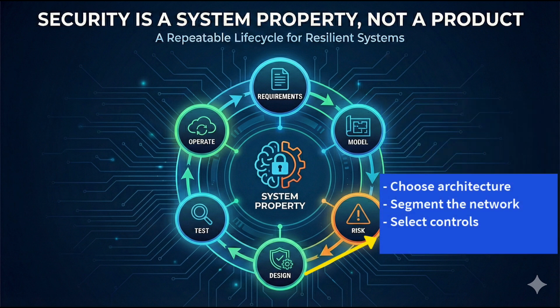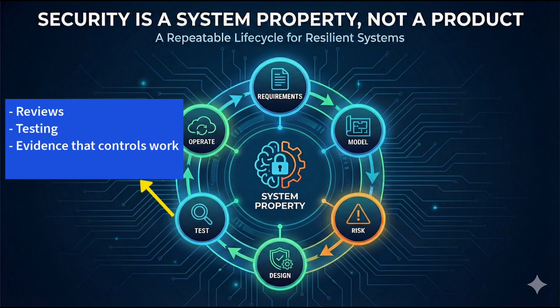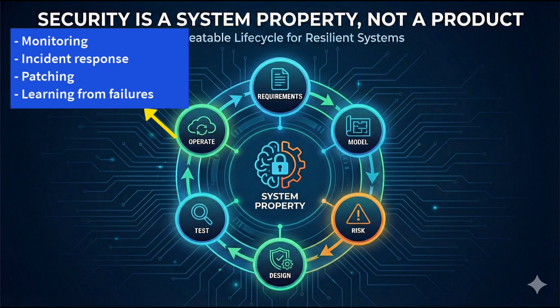Only after that do we move to design. Choose an architecture, segment the network, and select controls. Then we verify and validate: reviews, testing, and evidence that controls actually work. Finally, we operate and improve: monitoring, incident response, patching, and learning from failures.